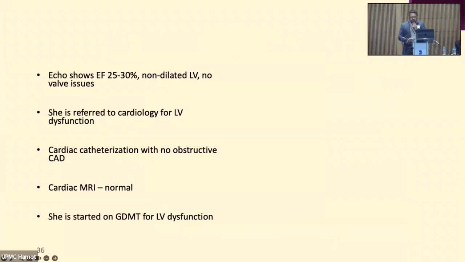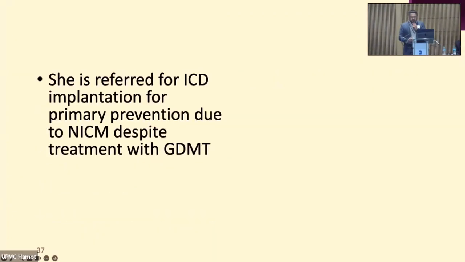She is on guideline-directed medical therapy. Her cath was normal. Her cardiac MRI is normal. Her repeat echo shows her EF is still 25 to 30%. She gets sent to me for an ICD. Did I put in an ICD? No, I did not put in an ICD.